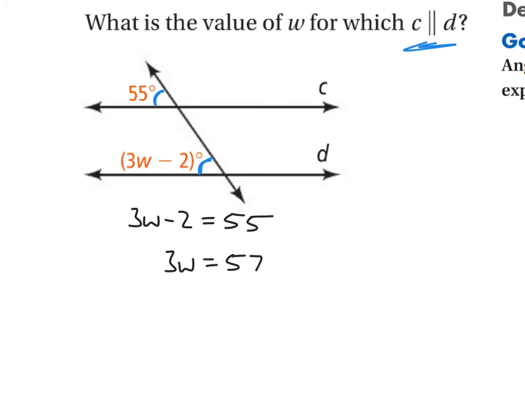And now grabbing that calculator, we're going to take 57 divided by 3. And what do we get? 19. So when w equals 19, those lines are parallel. Okay? Watch out for that. Make sure you know, are you dealing with supplementary angles or congruent angles? The only angle pair that is supplementary out of those 4 is the same side interior. Everything else is congruent.